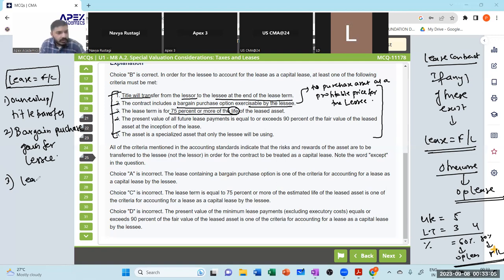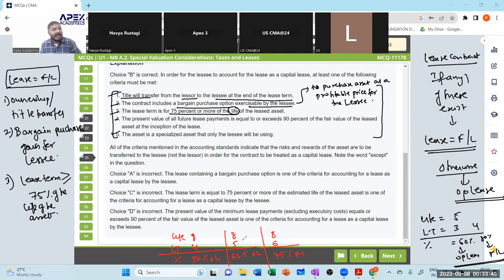Lease term is greater than or equal to 75% of the life of the asset. So if I'm saying life of the asset is 8 years and lease term is 4 years, what is the percentage? 50%. What is this? Operating lease. 8 years, 5 years. How much percentage? 5 divided by 8, 62.5%. What is this? Operating lease. 8 years life, 6 years lease term. 6 divided by 8, how much is this? 75%. So this is a finance lease.